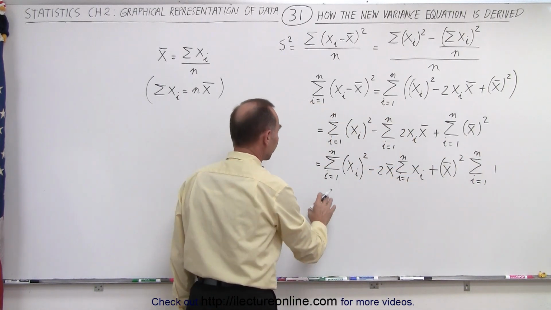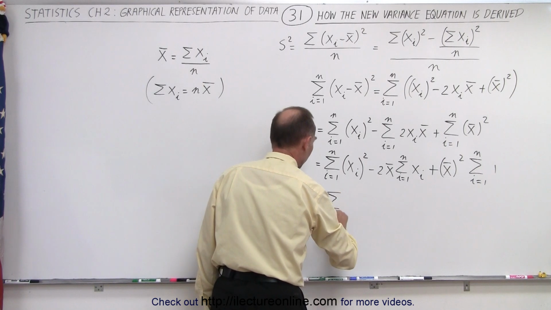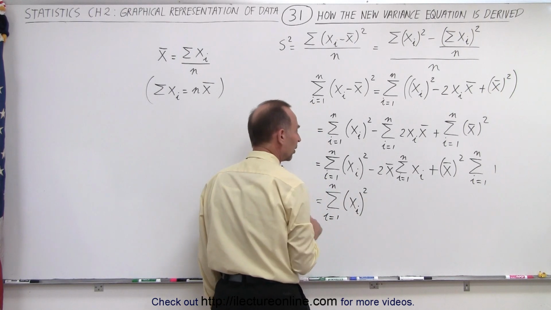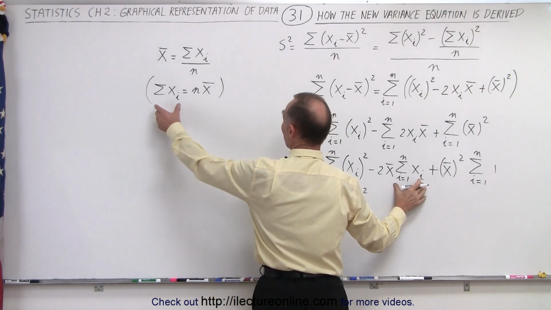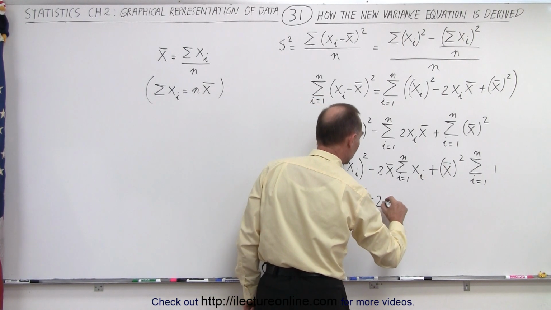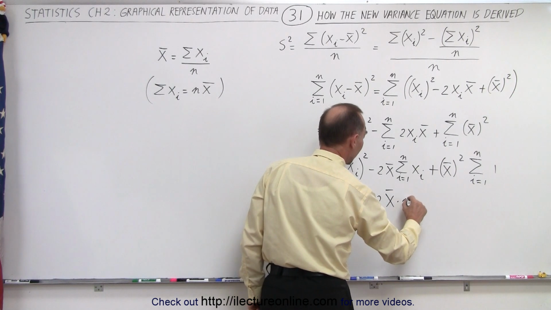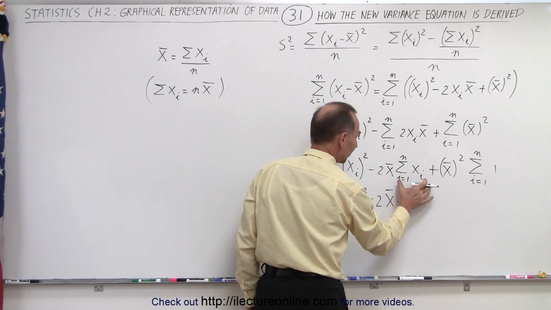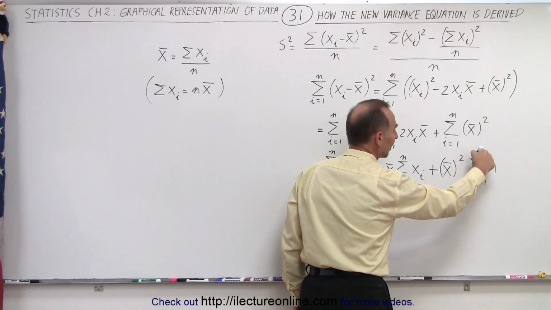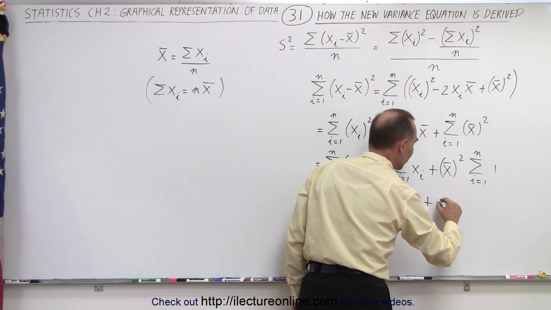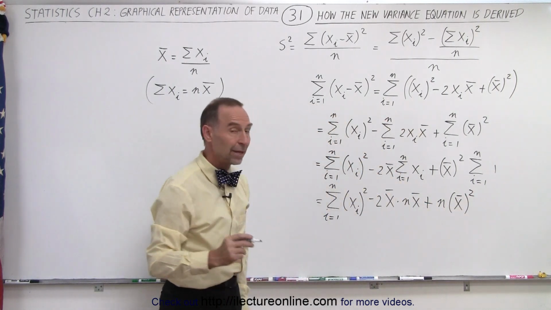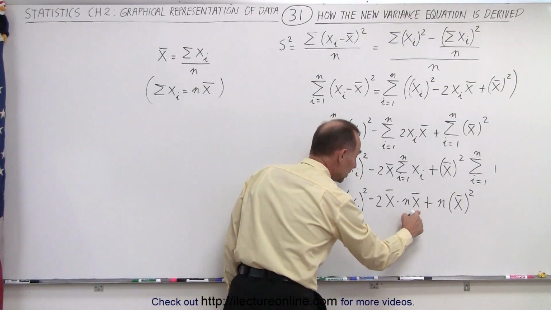All right, next step. So this is equal to the summation from i equals 1 to n of x sub i squared, so that's already good. Now here, what we're going to do is replace the sum of x sub i by n times the mean. So this would be minus 2 times the mean times n times the mean. So simply we replace this by this, and then plus this times this, the sum from i equals 1 to n of 1. We're going to sum that up n number of times, so we end up with n times the mean squared. Now here we can see that we have the mean times the mean, which is the mean squared.